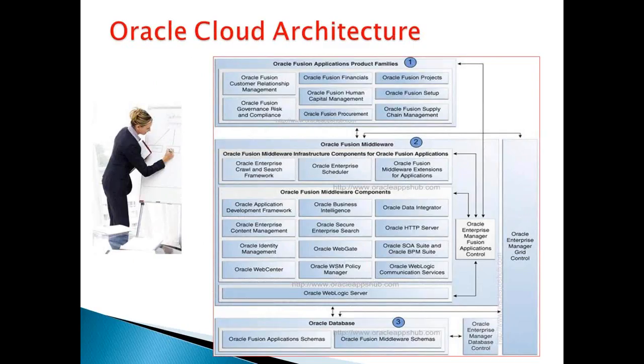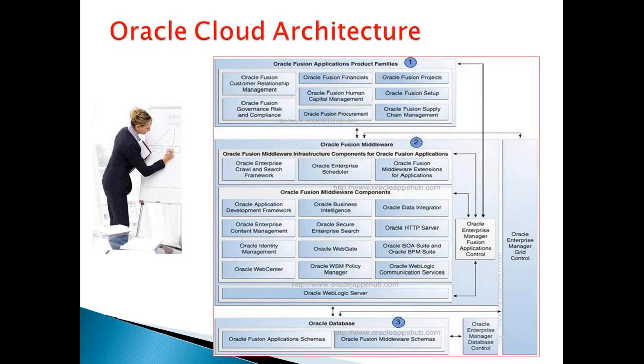Then the architecture. Just like E-Business applications is a three-tier architecture model, here also the Fusion applications are a three-tier architecture. The first layer, or the first tier in the three-tier architecture, is the Fusion applications product families, where we can see Fusion Financials, Fusion Human Capital Management, Fusion Projects, etc. Then we have the second tier, which is nothing but the middleware.